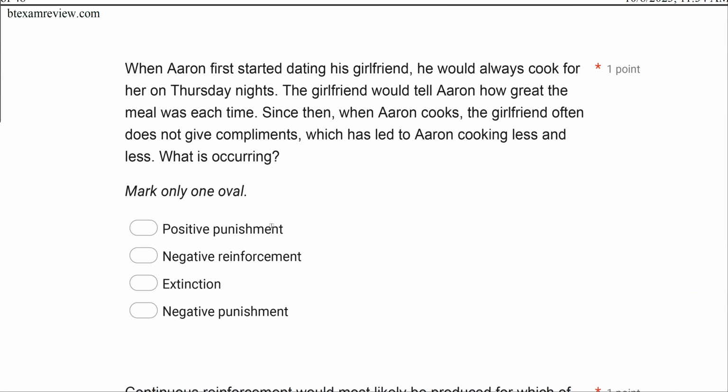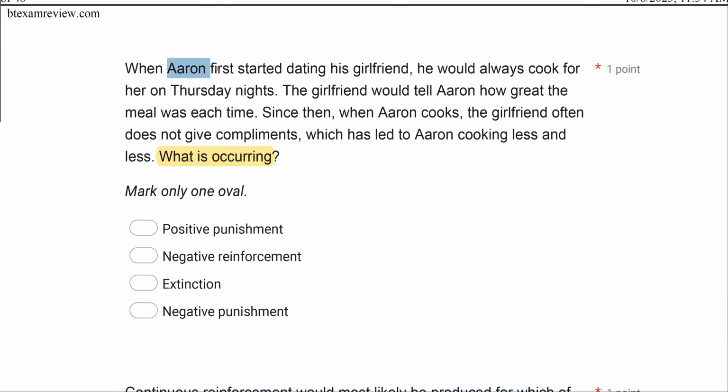When Aaron first started dating his girlfriend, he would always cook for her on Thursday nights. The girlfriend would tell Aaron how great the meal was each time. Since then, when Aaron cooks, the girlfriend often does not give compliments, which has led to Aaron cooking less and less. What is occurring in this scenario?